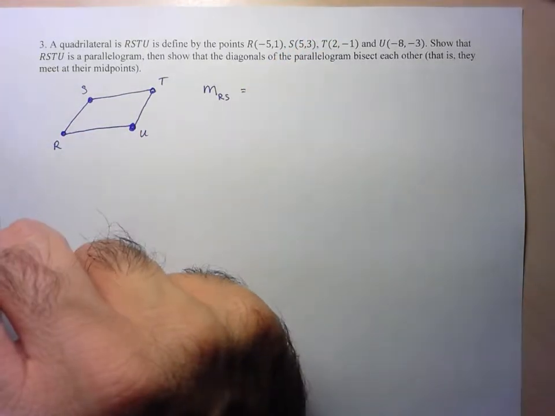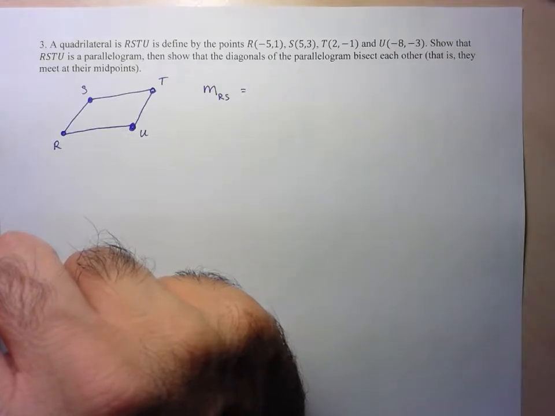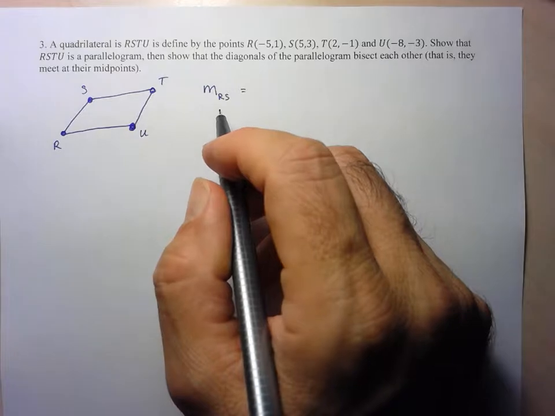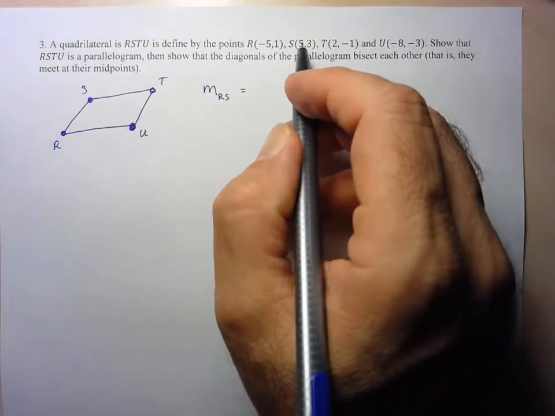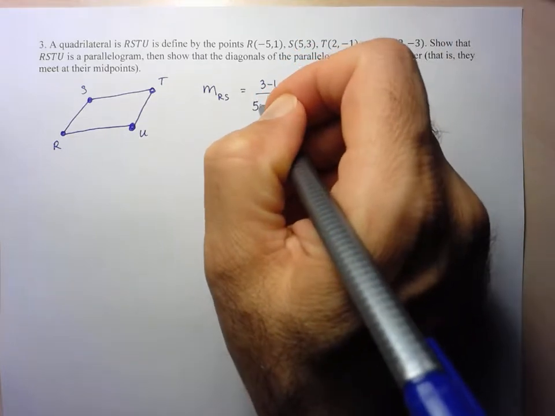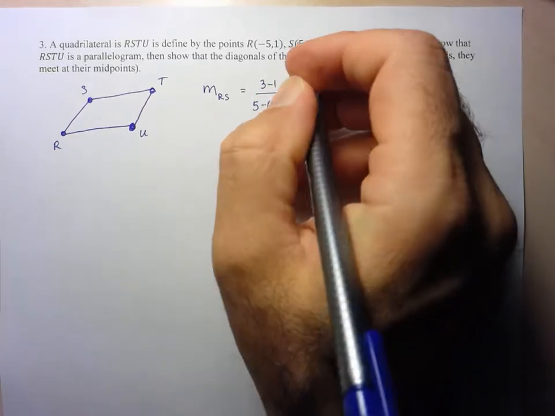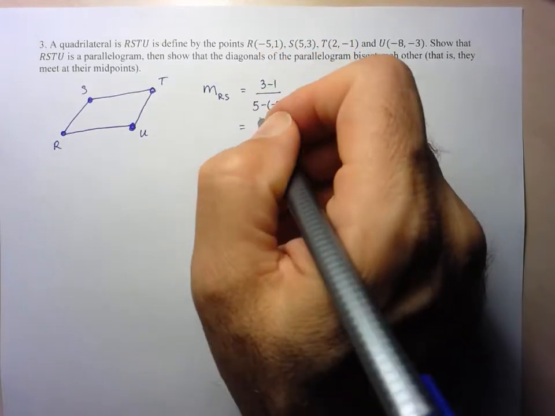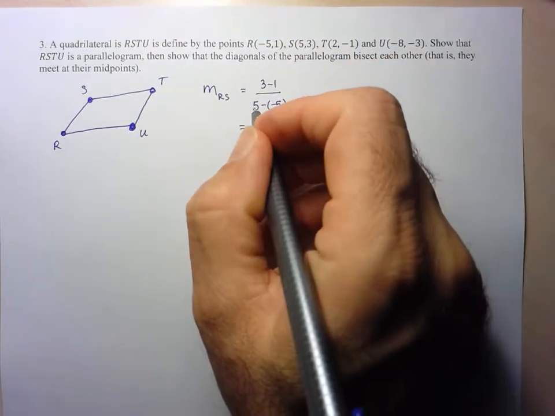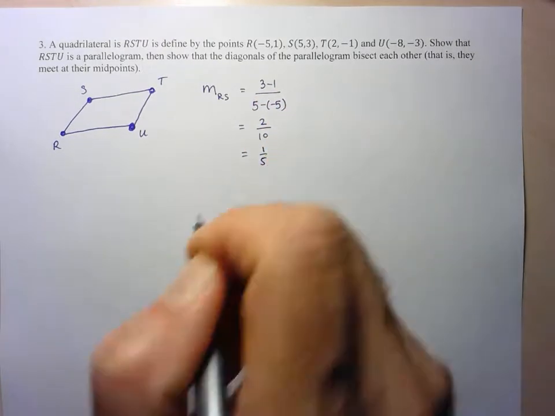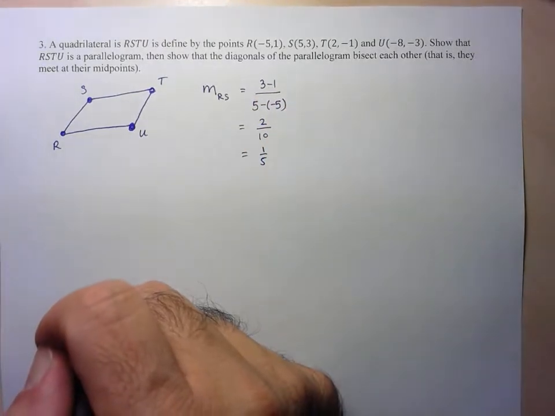It's already there. So how do we find the slope of a line? Well, it's the difference in the y's divided by the difference in the x's. So let's work with RS: 3 minus 1 divided by 5 minus negative 5, the difference in the x's. Let's simplify this. 3 minus 1 is 2. This becomes 5 plus 5, which is 10. So we have 1 over 5. So there's the slope of RS.